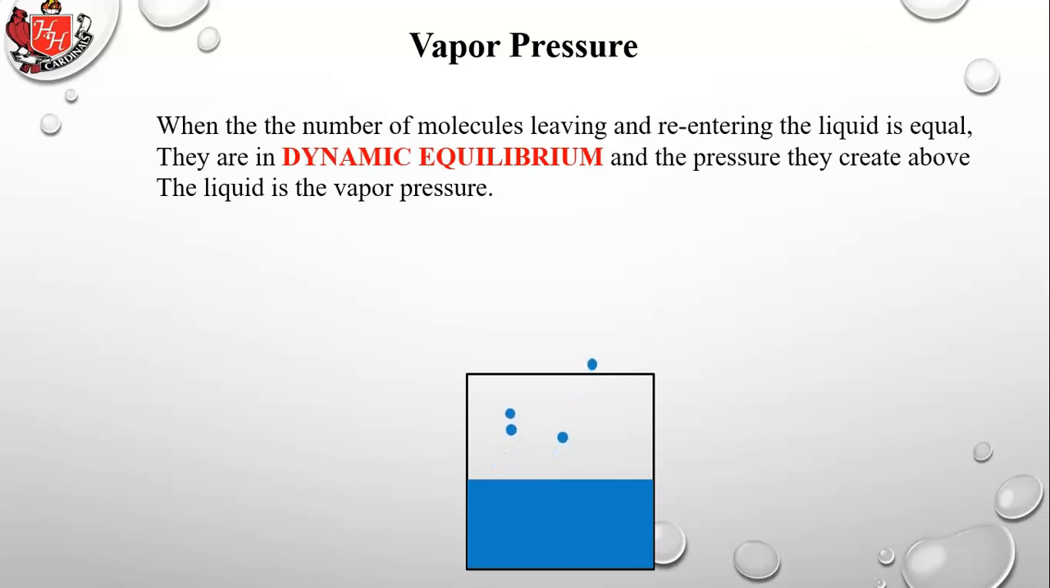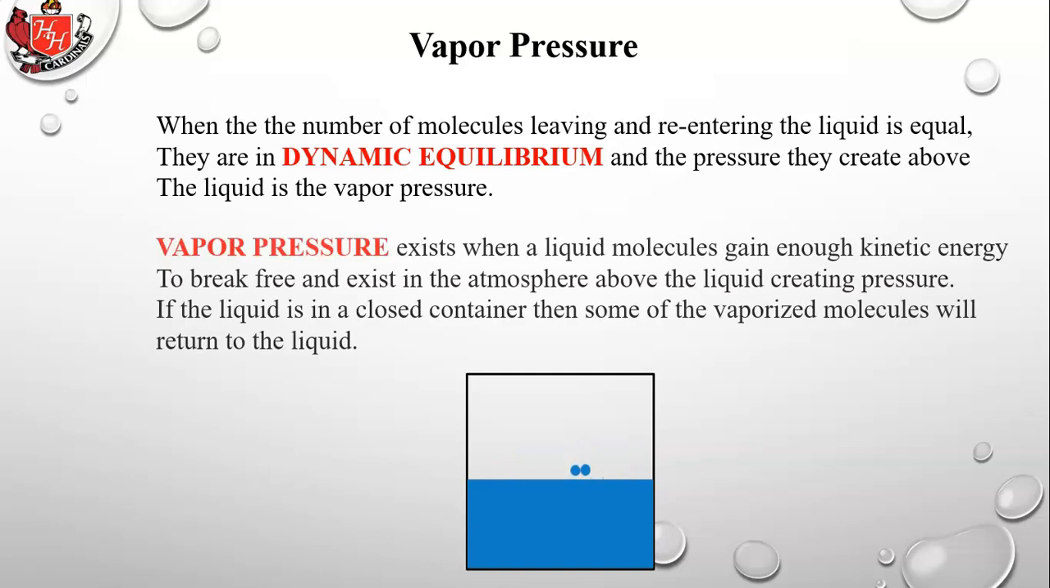When the number of molecules leaving and re-entering the liquid is equal, they are said to be in dynamic equilibrium, and the pressure they create above the liquid is the vapor pressure. Vapor pressure exists when liquid molecules gain enough kinetic energy to break free and exist in the atmosphere above the liquid, creating pressure. So molecules up above the liquid will create a pressure called a vapor pressure. If the liquid is in a closed container, then some of the vaporized molecules will return to the liquid.